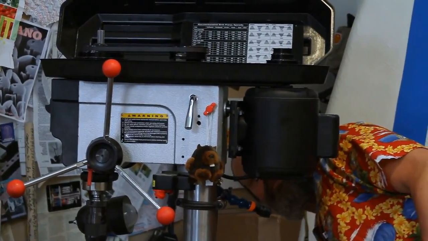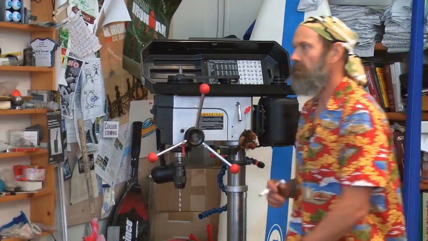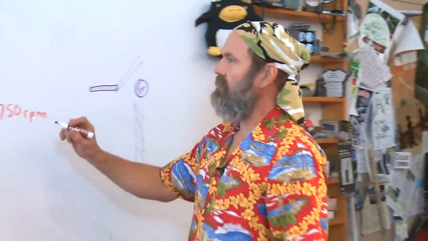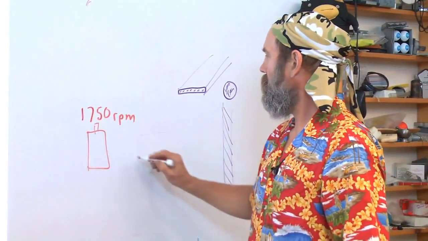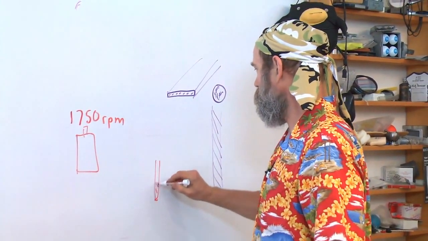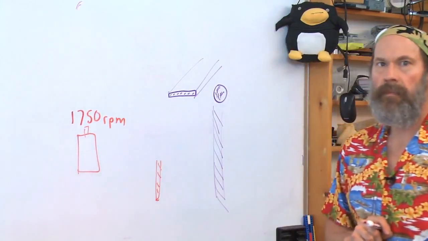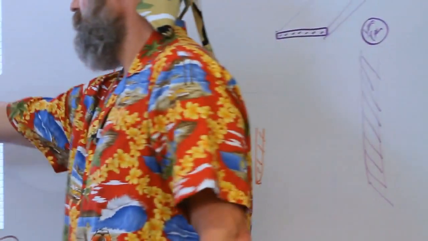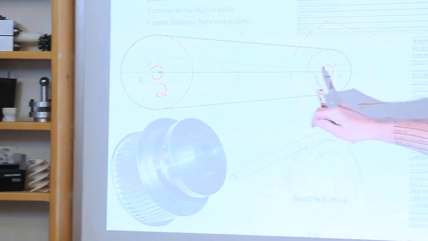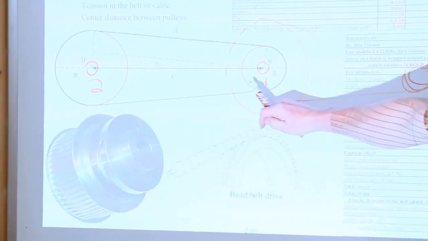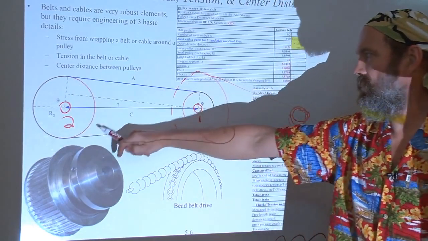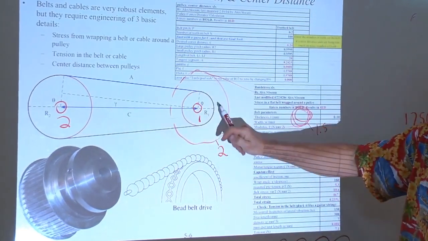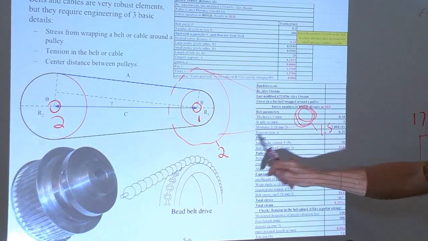This is 1750. How fast is the drill bit? Here's the motor, and then here's the drill bit. Big pulley, little pulley. Belt speed is constant, so for every revolution here, this pulley has to go around twice, 2 to 1. Same thing, 2 to 1.5.